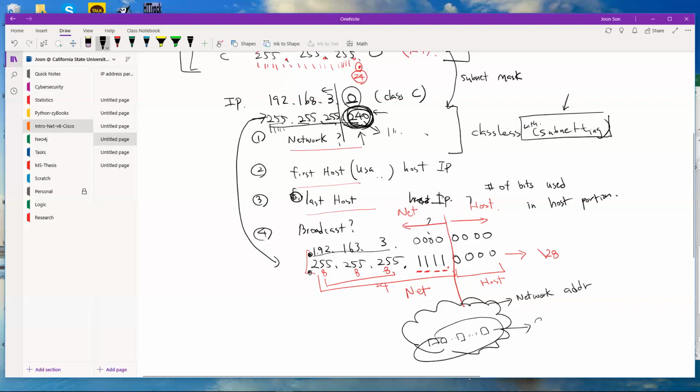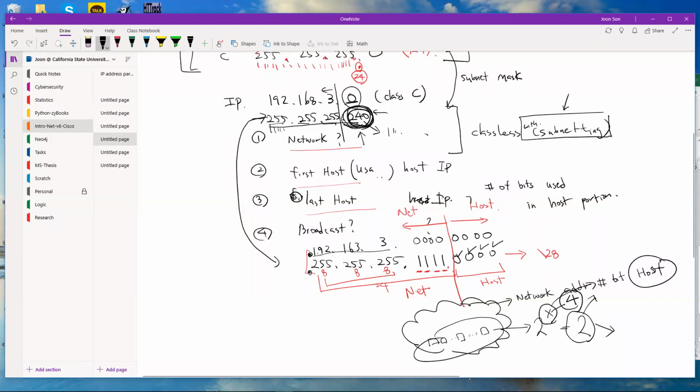What is the answer? The answer is 2 to the X minus 2, right? And the 2 means what? One for the network address and another for the broadcast address, so we have to do minus 2. But anyway, this X means the number of bits used for the host portion, right? In this case, how many bits are used for the host portion? 1, 2, 3, and 4, right? So in this specific example, X is 4.